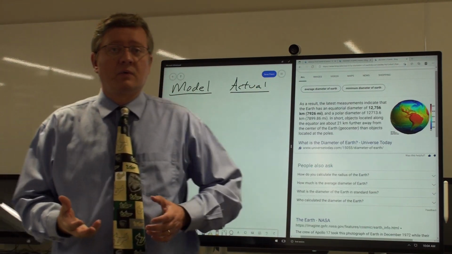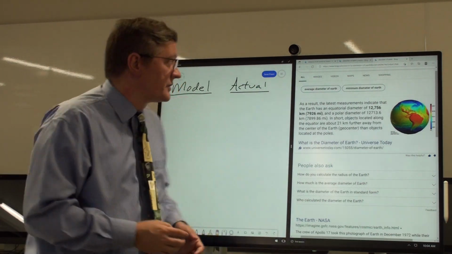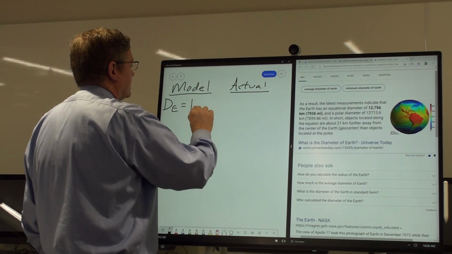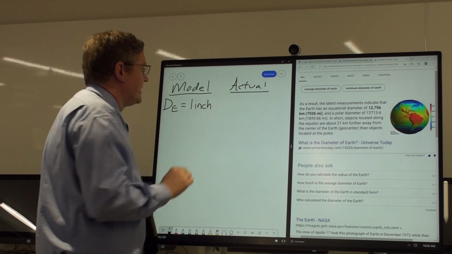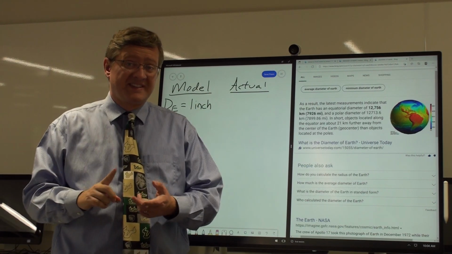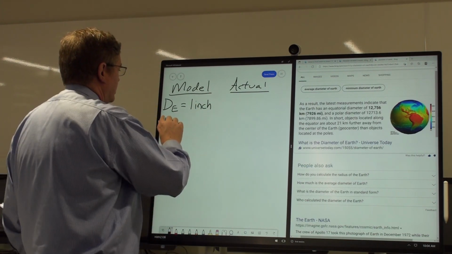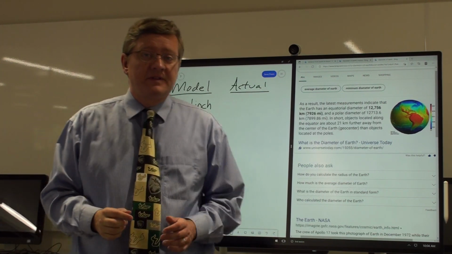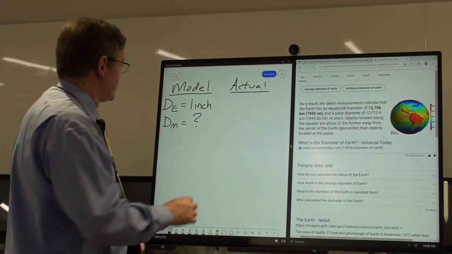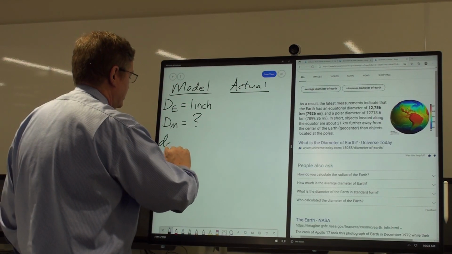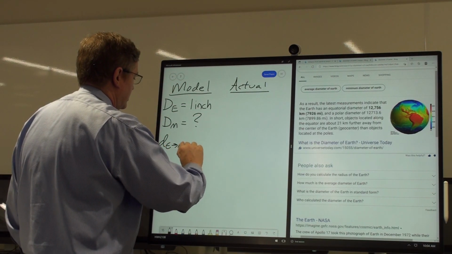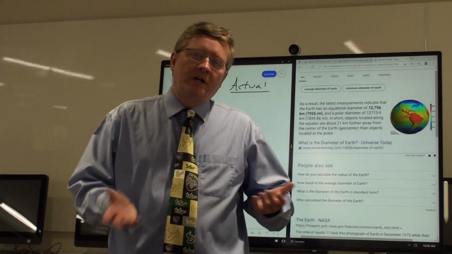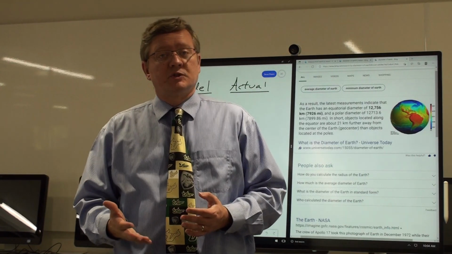Now we know for the model, what I'm giving you is that the diameter of the Earth is equal to 1 inch. And what we're looking for is the diameter of the moon, and the distance between the Earth and the moon. So I'm going to use a little d for the distance.